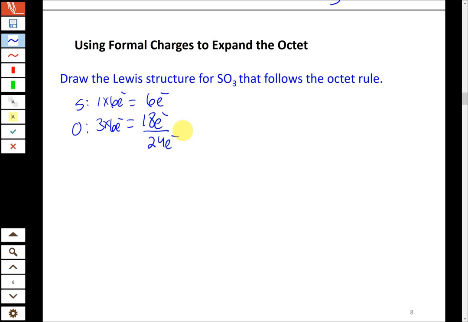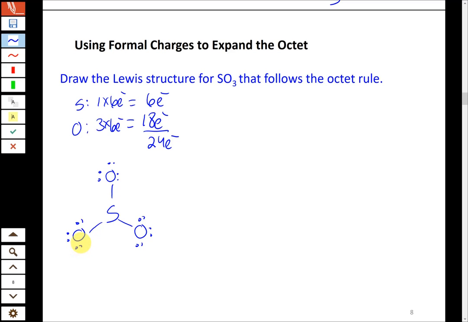So we want to draw the Lewis structure that follows the octet rule. We're going to follow the same approach that we've been developing, where we start with the central atom sulfur, single bonds to the oxygens, complete the octet of each oxygen. So again, these steps should become second nature as you do them a few times.